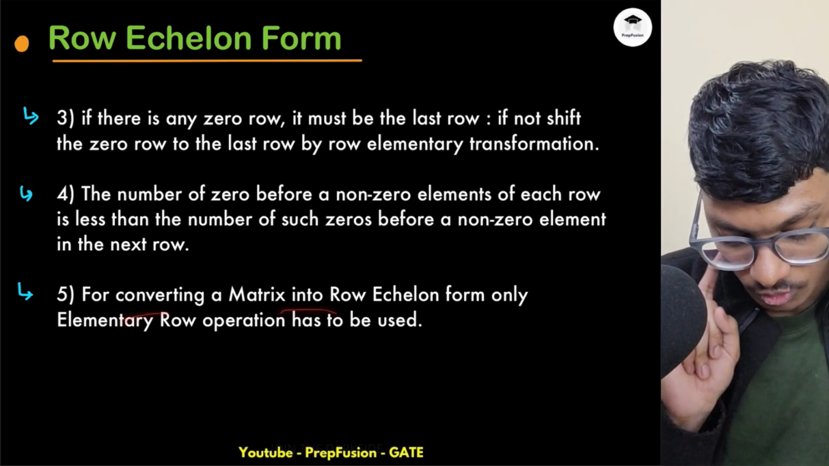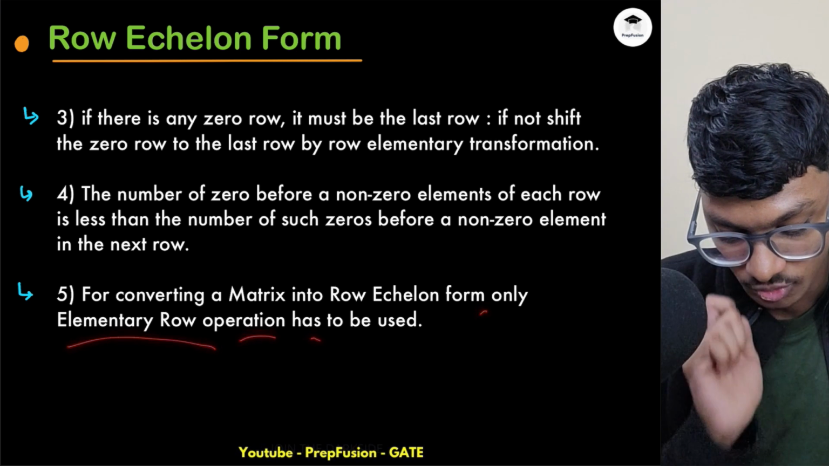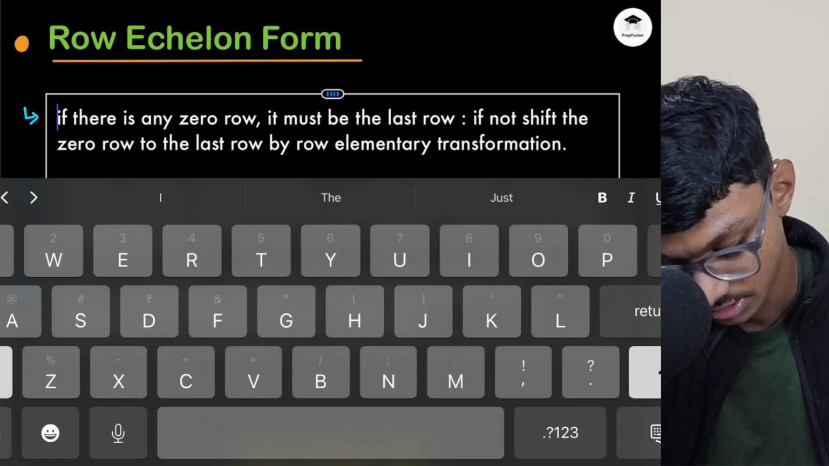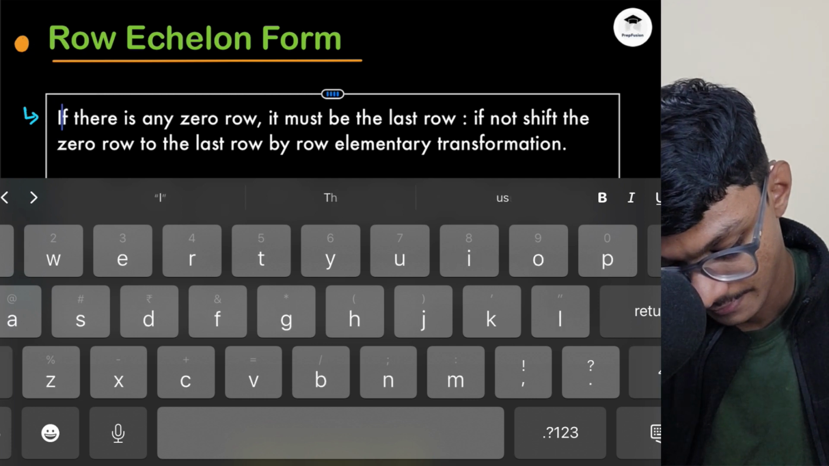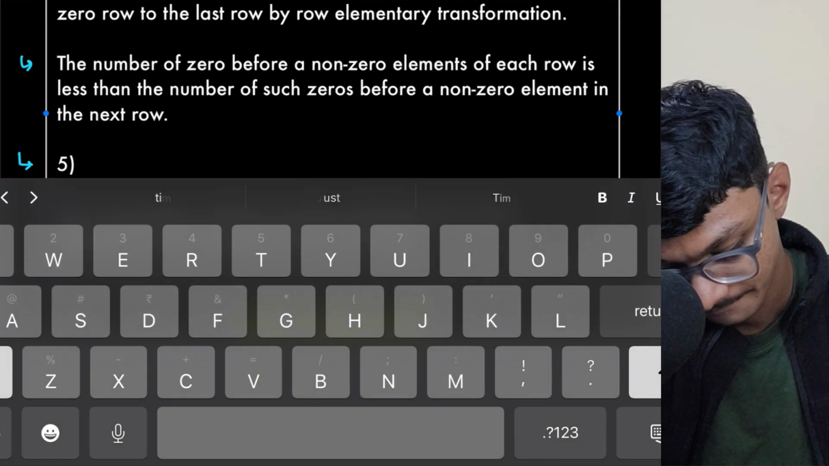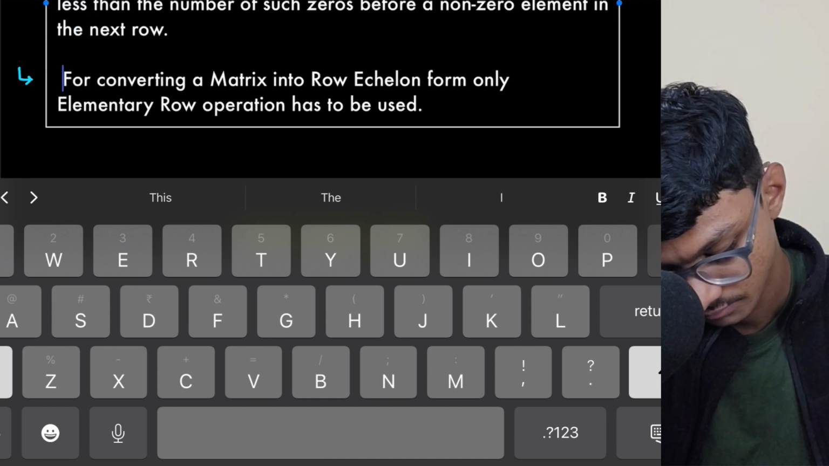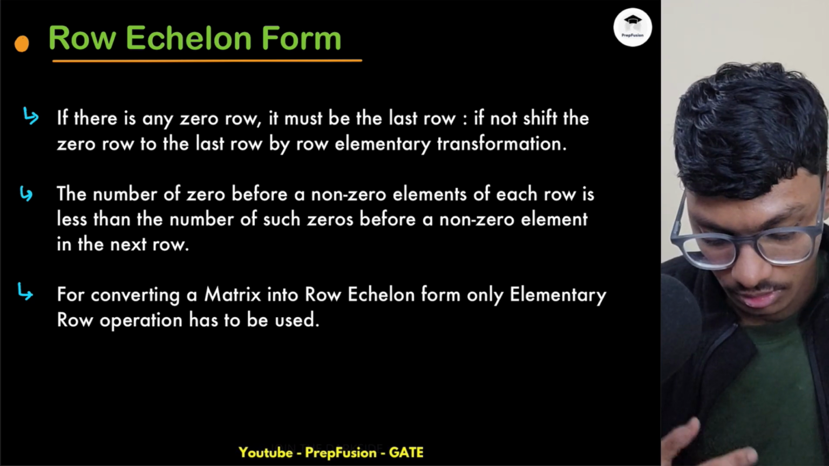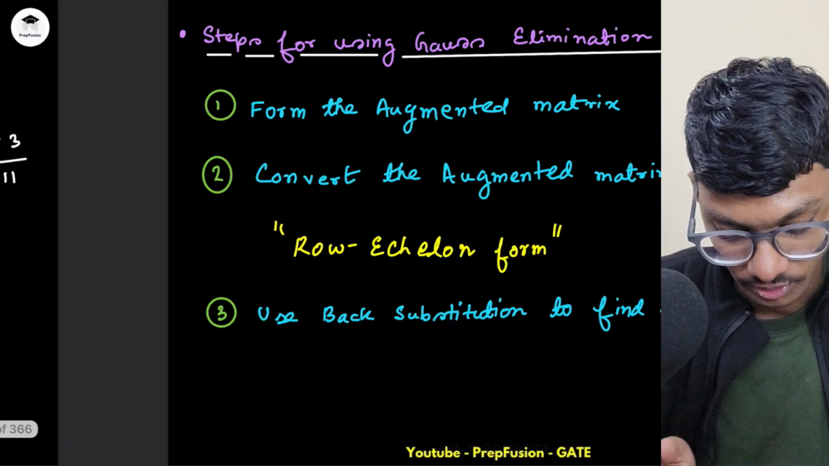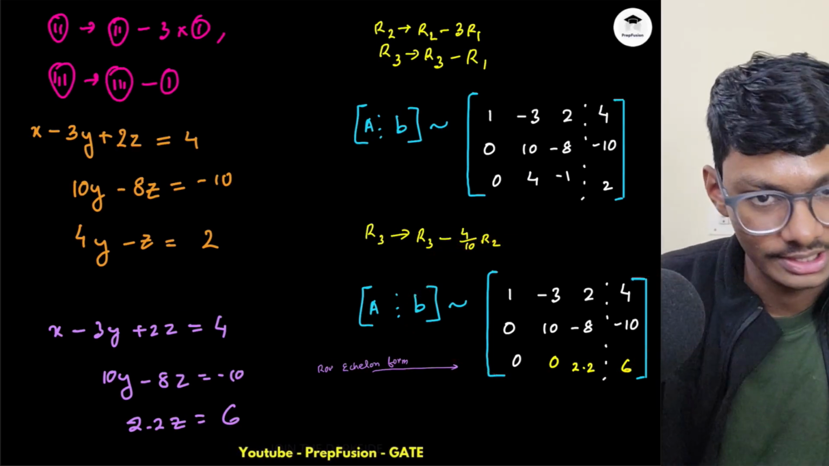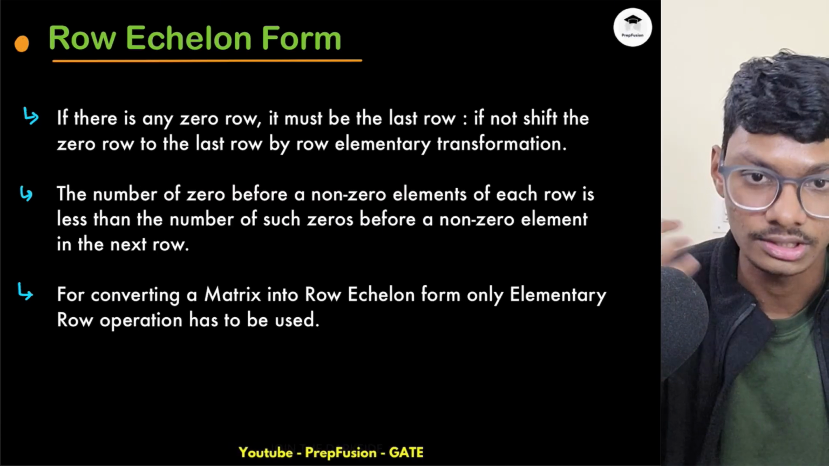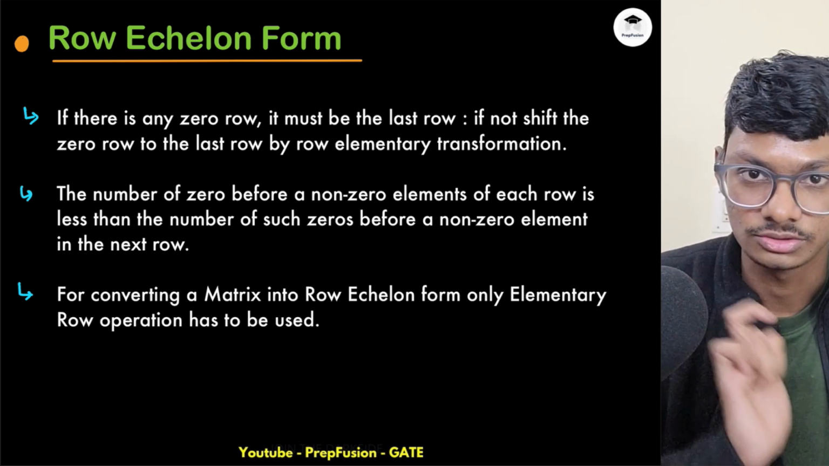Now for converting a matrix into row echelon form, only elementary row operations have to be used. So basically these are a few points. These are actually 3 points: for converting a matrix into row echelon format, we use only elementary row operations. As we saw, we use elementary row operations to convert this into row echelon format. Initially this was not in the row echelon format. So basically the Gauss elimination method helps us find the solutions, and for using the Gauss elimination method, we have to convert the matrix into row echelon format. So this is the first thing.